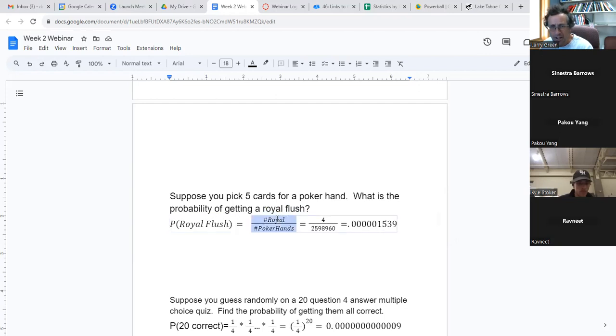Now my numerator is how many royal flushes are there? So let's think about it. There's 4, because you can have ace, king, queen, jack, 10 of hearts, ace, king, queen, jack, 10 of spades, ace, king, queen, jack, 10 of diamonds, ace, king, queen, jack, 10 of clubs. So basically there's 4 suits the royal flush could be. So that's why there's 4. Is that clear to everyone? That's the easy one. Okay, wait till we see the hard one.